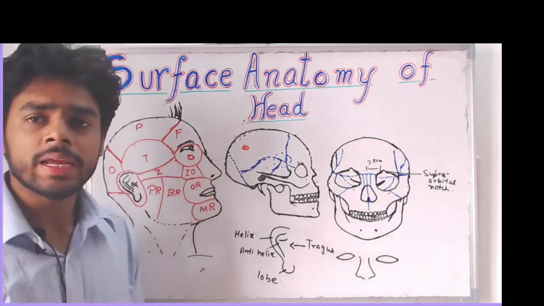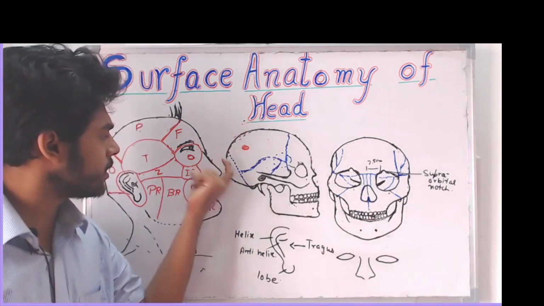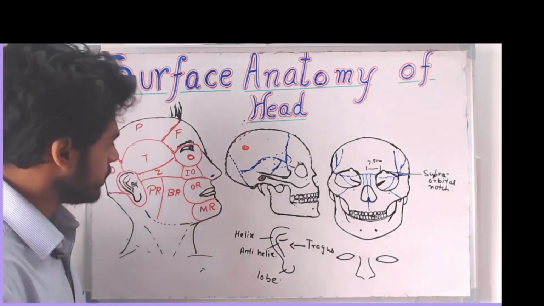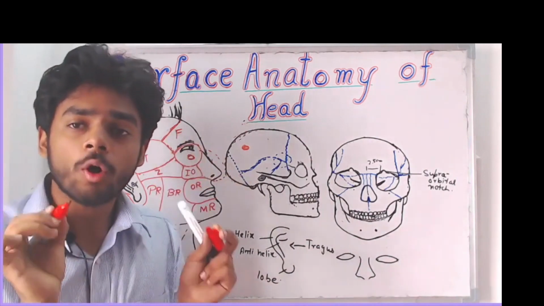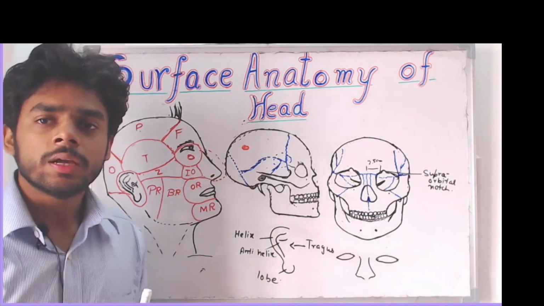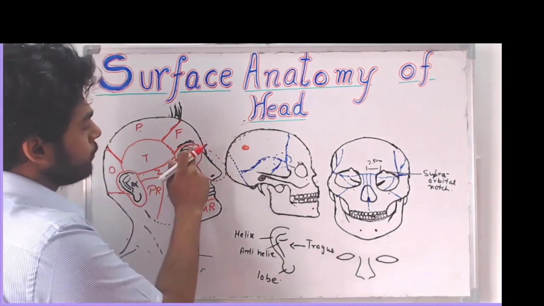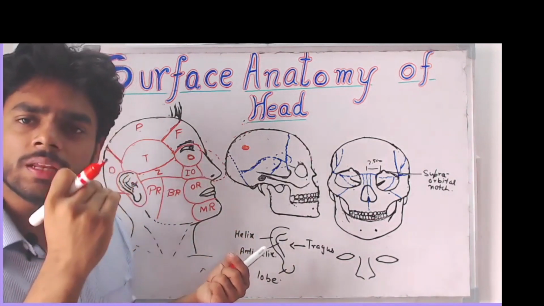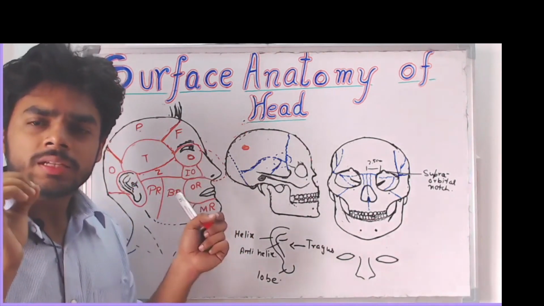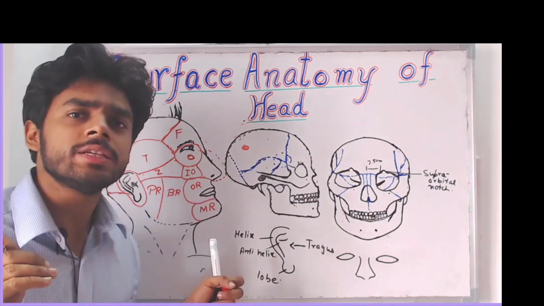Then we have the nasal region. The main feature in this nasal region is the external nose. This is the nasal region, and the most important feature is the external nose, which is inferior to the glabella. Here there is the glabella between the eyes, and the nose is inferior to the glabella. There is a well marked depression at the root of the nose, that is called the nasion.